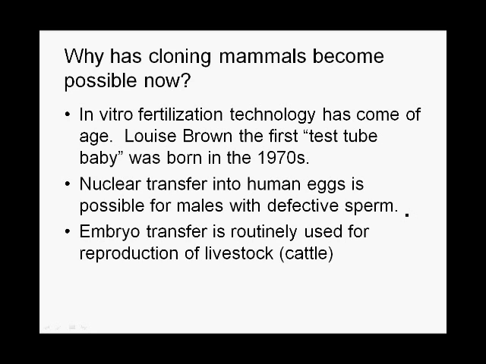Human reproductive medicine was also responsible for developing the somatic nuclear transfer technology. So men with defective sperm could not produce sperm that was capable of in vitro fertilization, and to get around that, they developed a nuclear transfer technology, taking nuclei from sperm and directly transferring it into human eggs. And then there were other technologies. So the ability to transfer embryos into the uterus has been used not only for human in vitro fertilization, but for reproduction of livestock, especially cattle. So all of these technologies really made mammalian cloning possible.